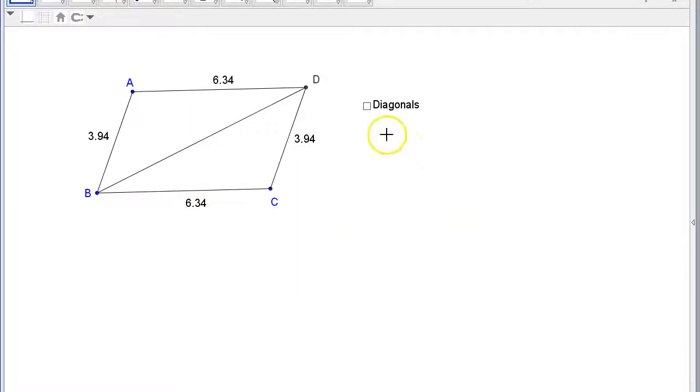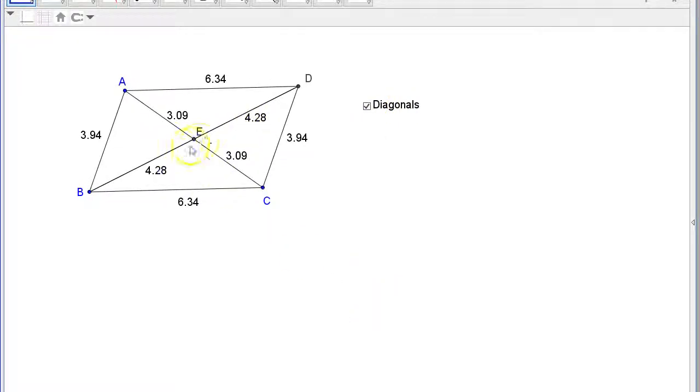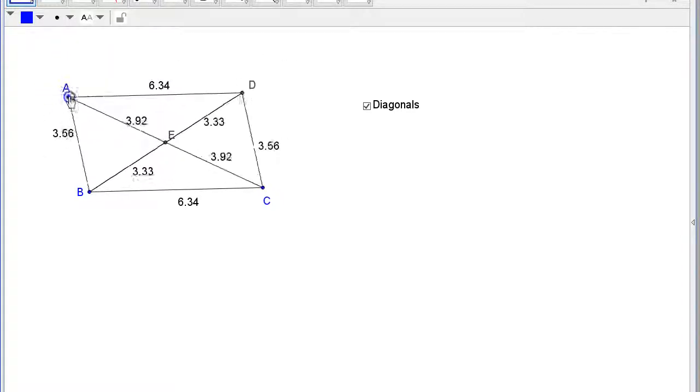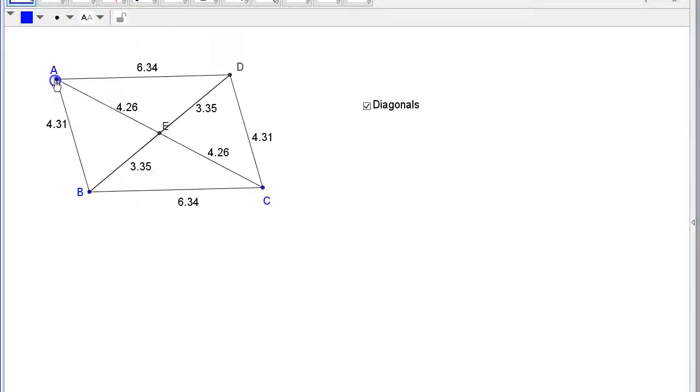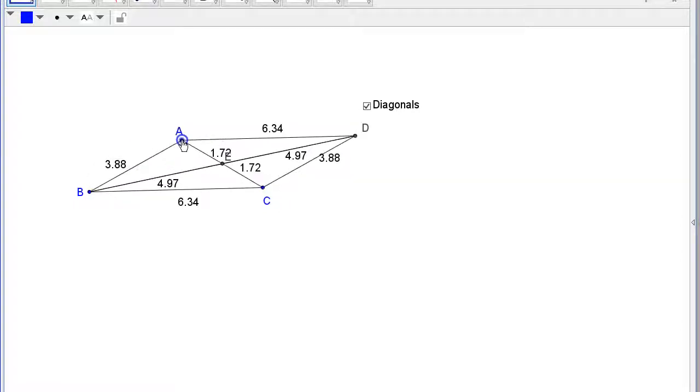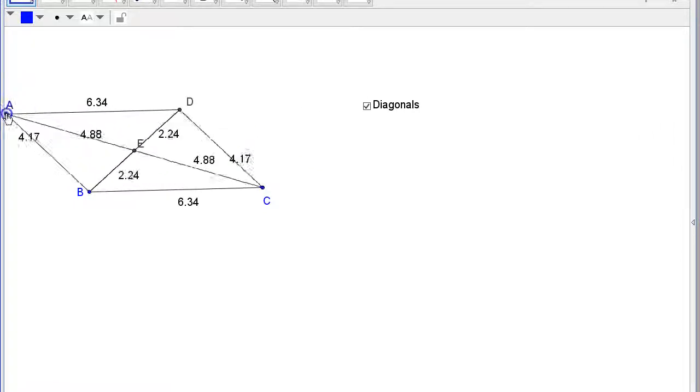Now, the other one is this. If I draw in both diagonals, they meet at a point. That point's point E. And if you look at this, what the computer is doing for me is giving me that the diagonals, each part here, this part and this part, is congruent. This part and this part is congruent. What ends up happening is the diagonals of a parallelogram bisect each other. Now, they don't bisect anything with the angles, just the sides.